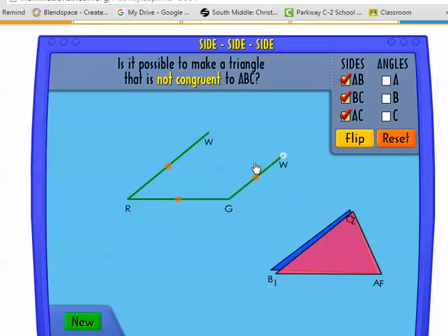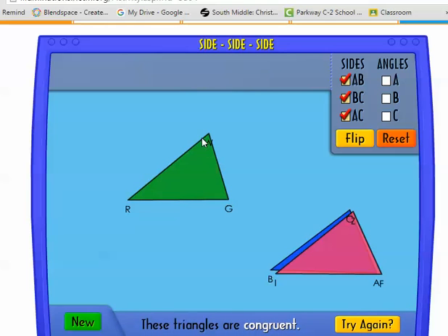So if we have the 3 pair of corresponding sides measured out, and we know that the corresponding sides are congruent, then by side-side-side congruency, we know that the 2 triangles are going to be congruent.